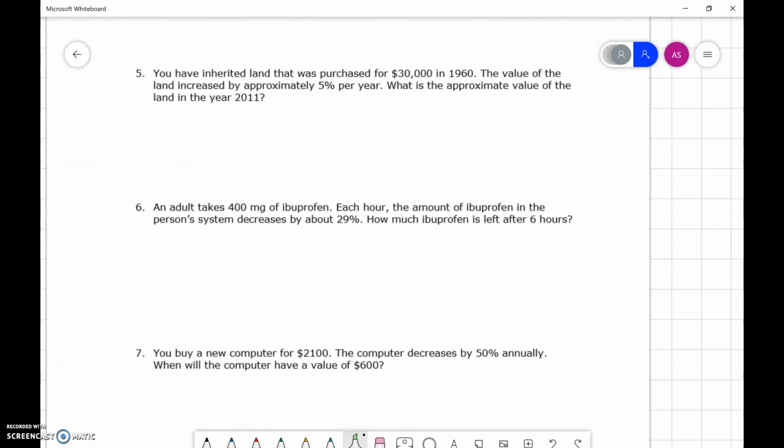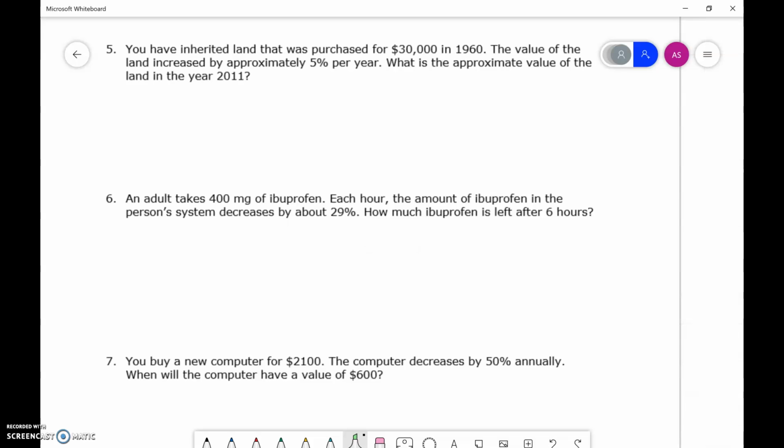Let's look at number 5. Okay, you inherited land that was purchased for $30,000 in 1960. The value of the land increased by approximately 5% per year. What is the approximate value of the land in the year 2011? Okay. So many people get land all the time. This is probably one of the greatest assets you want in life. So they purchased it for this amount, so that's going to be my A. That's my starting point.